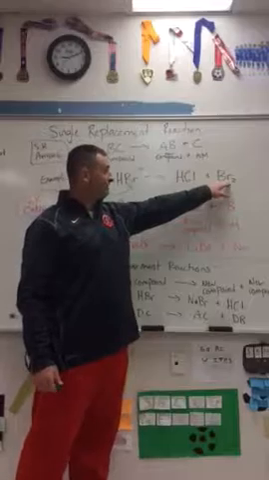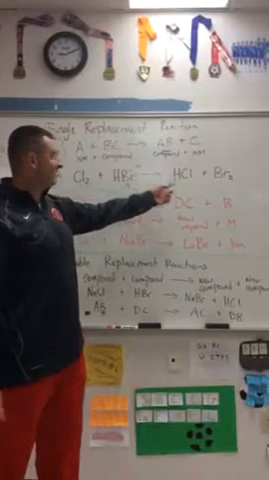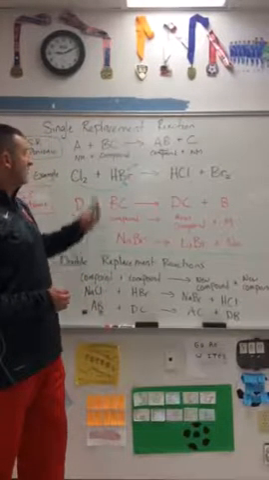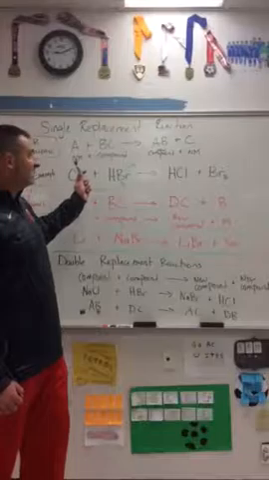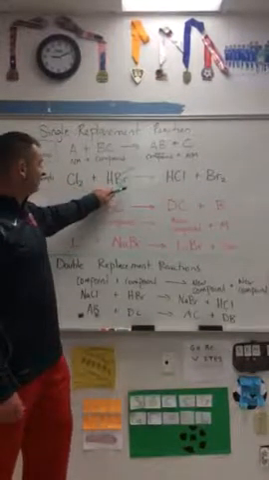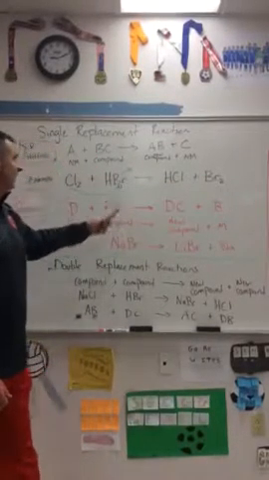Now remember, Br is diatomic, so it can't be by itself, so that's why there's two of them. And we'll get to balancing later and making sure that we have the right number of atoms of each element. But right now, I just want you to be able to recognize the types of reactions. So you have a non-metal plus a compound makes a new compound plus the non-metal that got kicked out.